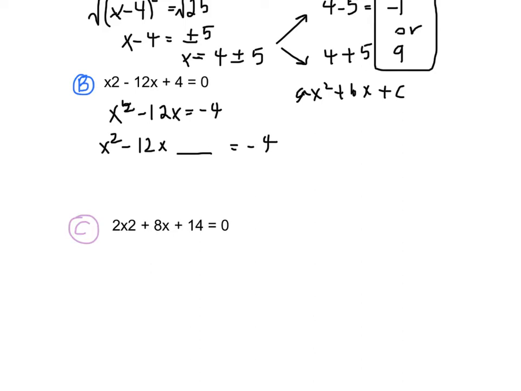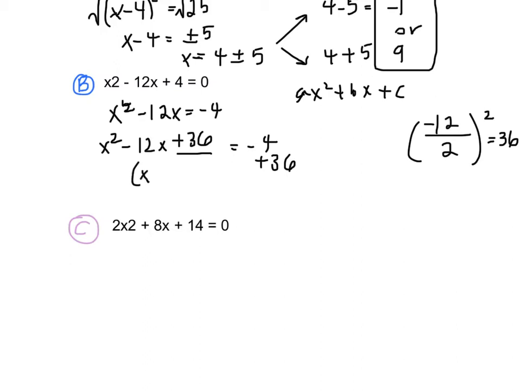So what number is half of negative 12, and what is the square of that number? Half of negative 12 is negative 6, and squared is 36. So plus 36, and we need to add this to both sides. So now we have this completed part of our equation. And if you follow the same steps you did in the previous problem, this is equivalent to (x minus 6) squared.